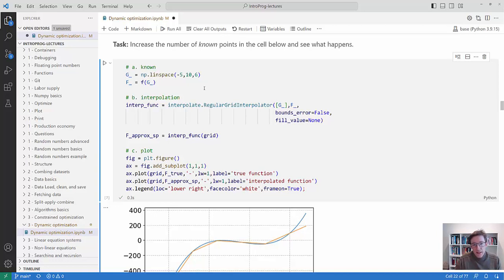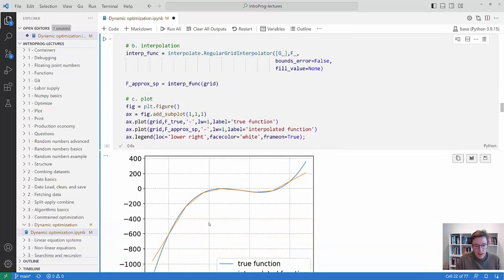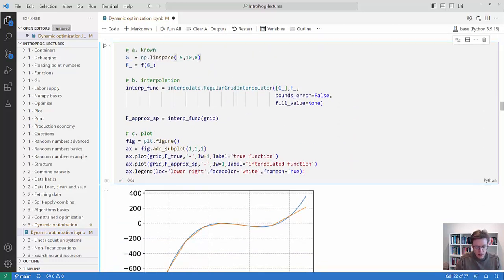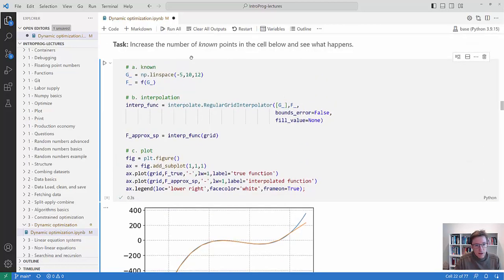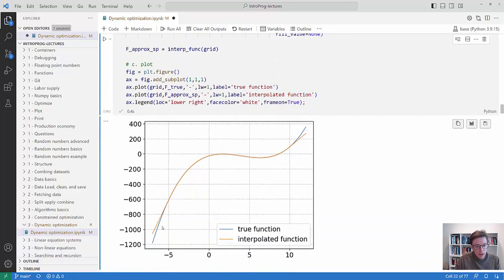Okay, let me try to do it as well. So I could say that instead of 6 points, we could have 8 points. And you sort of see that the interpolated function gets closer. And I could go up to 12 points. Oh, now it gets really, really good. And I could go up to 100 points. And so you see that it gets really good, but then it's bad out here.